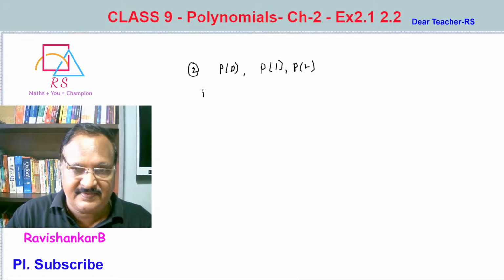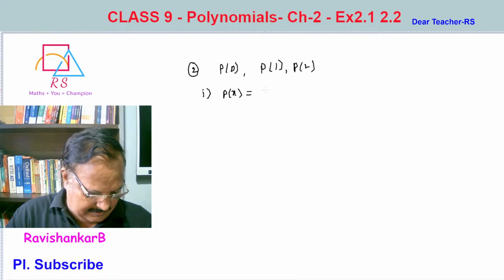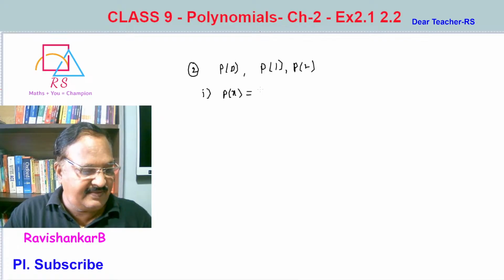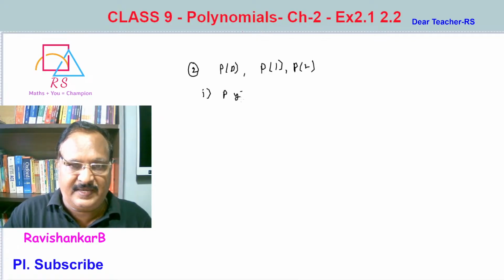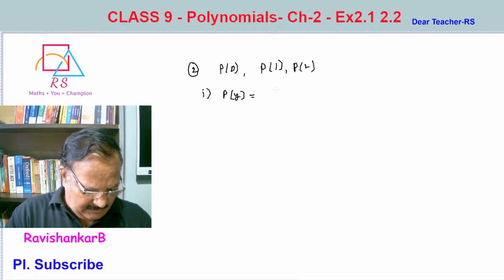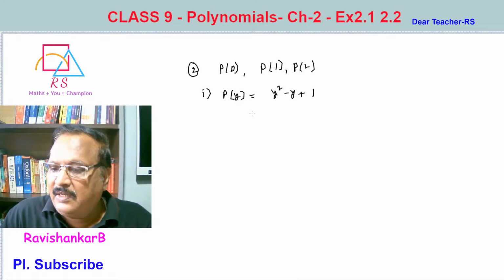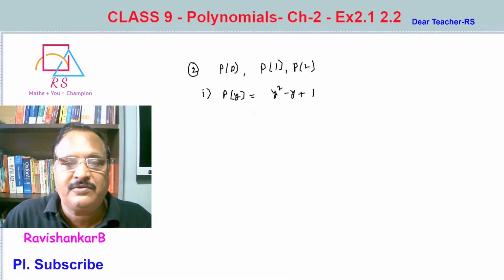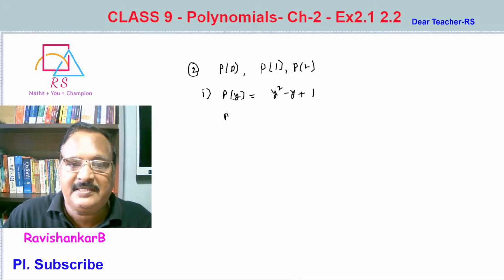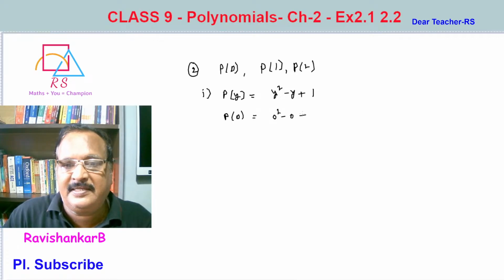First, he has given P of y. The variable is y. P of y is equal to y square minus y plus 1. Now you have to find P0. That means in the place of y, 0 should be substituted. So 0 square minus 0 plus 1 is equal to 1. The value of P0 is equal to 1.